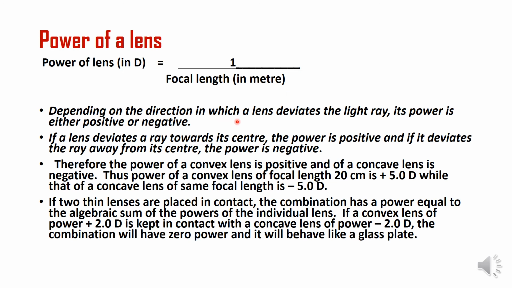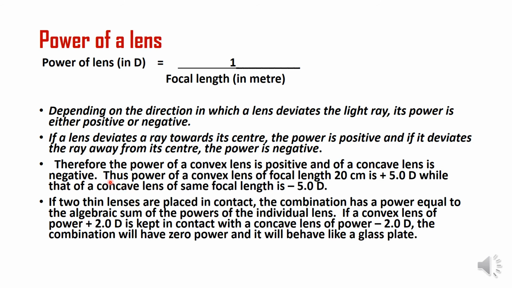Now depending on the direction in which a lens deviates a light ray, its power is either positive or negative, because we know two types of lenses. One is a convex lens which converges the ray, that is, it makes them meet towards the center, while the concave lens moves it away from the center, isn't it? So if a lens deviates a light ray towards its center, the power is positive. And if it deviates a ray away from the center, its power is negative.